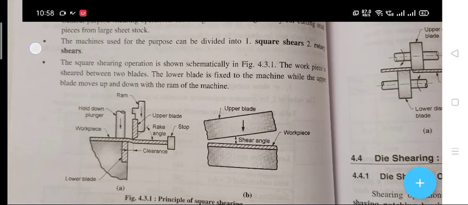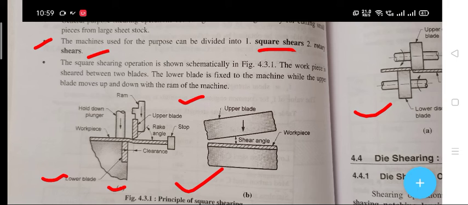The machines used for the purpose can be divided into square shear or rotary shear. There is square shearing and there is rotary shearing. So the particular square shearing operation diagram is shown in this figure, and the workpiece is sheared between the two blades, lower blades and upper blades.